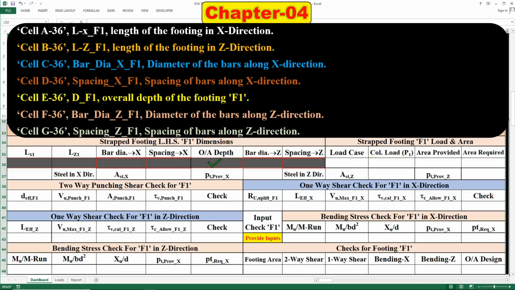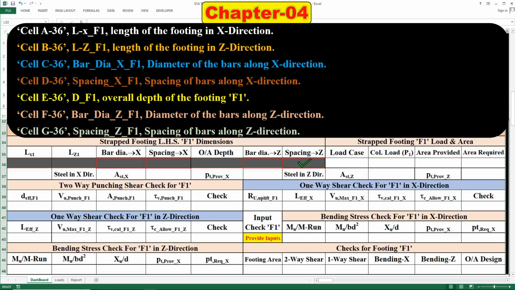Cell E36, D_F1, overall depth of the footing F1. Cell F36, bar_dia_Z_F1, diameter of the bars along Z direction. Cell G36, spacing_Z_F1, spacing of bars along Z direction.